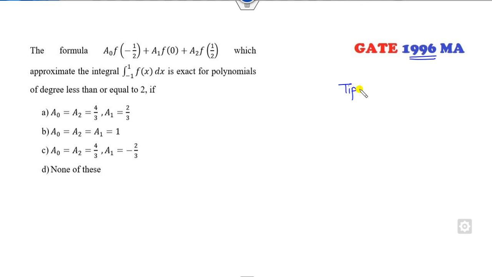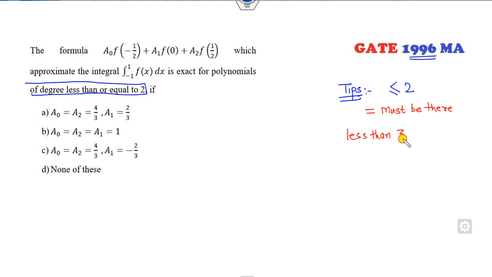Before solving the question, let me first give you tips on how you can identify and solve the problem. Always look at the statement and read the line which represents the degree of the polynomial. In this question, the degree of the polynomial is less than or equal to 2. Make sure equality must be there. If the question says less than 3, then this means strictly less than 3. Since equality is not there, you have to think differently here. Less than or equal to: now equality is there, then you can solve this question by this method.